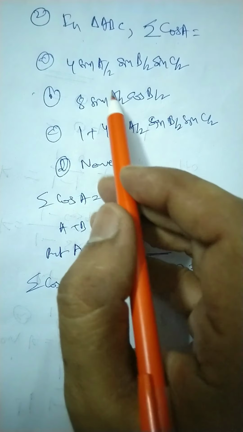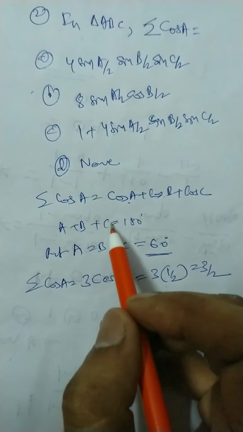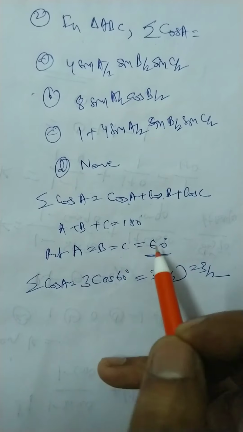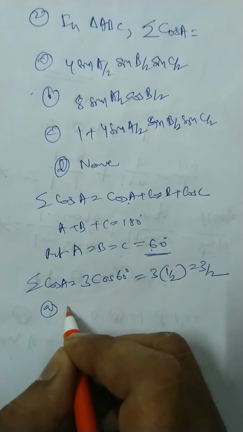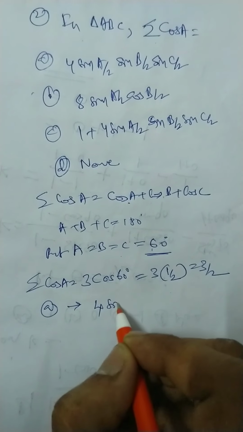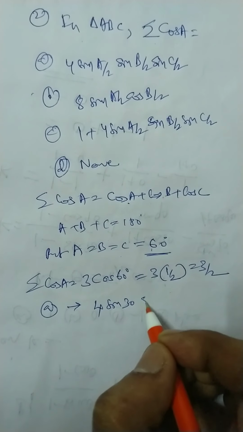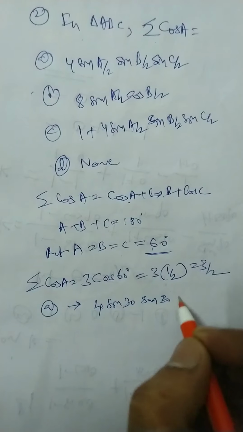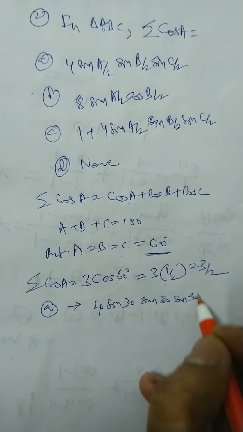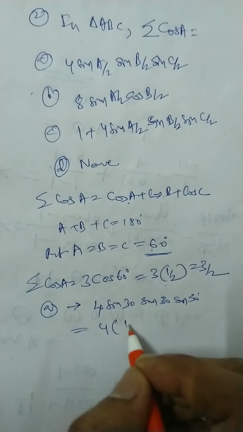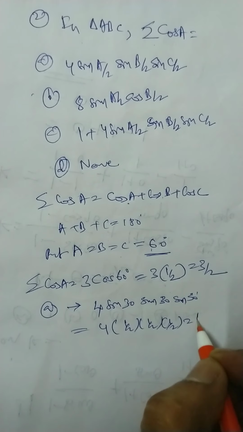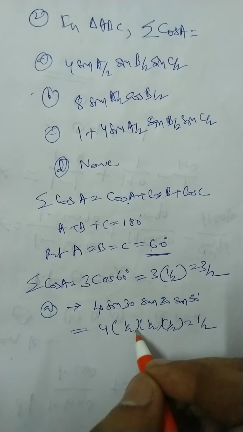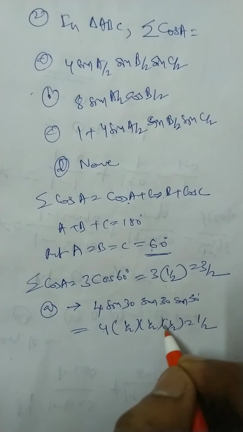So this is evaluated for sigma cos A. Now you can substitute the A value, B value, C value in the options as 60 and calculate them. If you go for option A, 4 sine 60 by 2, that is 30, sine 60 by 2, that is 30, sine 60 by 2, that is 30. The answer here is 4 into sine 30, 1 by 2, 1 by 2, 1 by 2. So you get the value as 1 by 2, because the 4 cancels with 1 by 4.